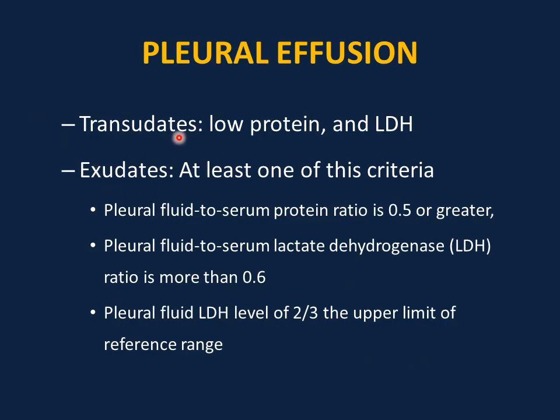Transudate and exudate. Transudate is usually low in protein and LDH. For exudate, you need at least one of these criteria: pleural fluid to serum protein ratio is 0.5 or more; pleural fluid to serum lactate dehydrogenase, or LDH, ratio is more than 0.6; the level of LDH in the pleural fluid is two-thirds of the upper limit of the reference range.